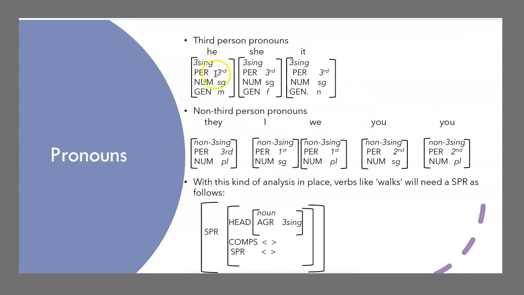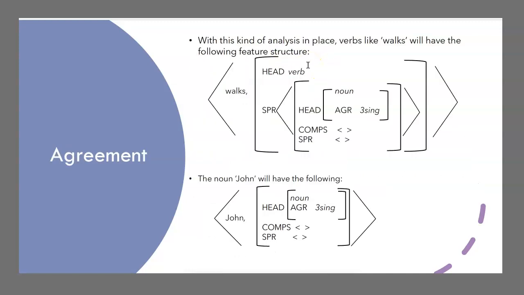So whatever fits this, third singular, will be its subject. So he can fit in, she can fit in, it can fit as a subject, right? Also a word like John can fit. Noun John will have a feature structure like this: John, head value noun, whose AGR value is third singular, comps value null and specifier value null. Look at the feature structure of John and the feature structure of the specifier. They are the same. So the word John can be the subject of walks.